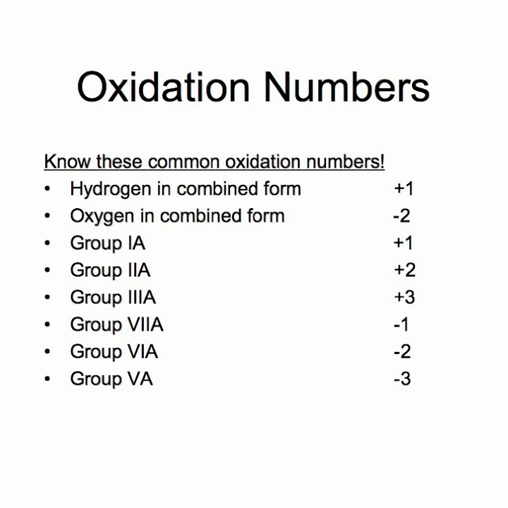We can use the periodic table to help us understand oxidation numbers. Hydrogen in the combined form has a +1 oxidation number. Oxygen a -2 oxidation number. Group 1A elements +1. Group 2A elements +2. Group 3A +3. Group 7A -1. Group 6A -2. And Group 5A elements have a -3 oxidation number.